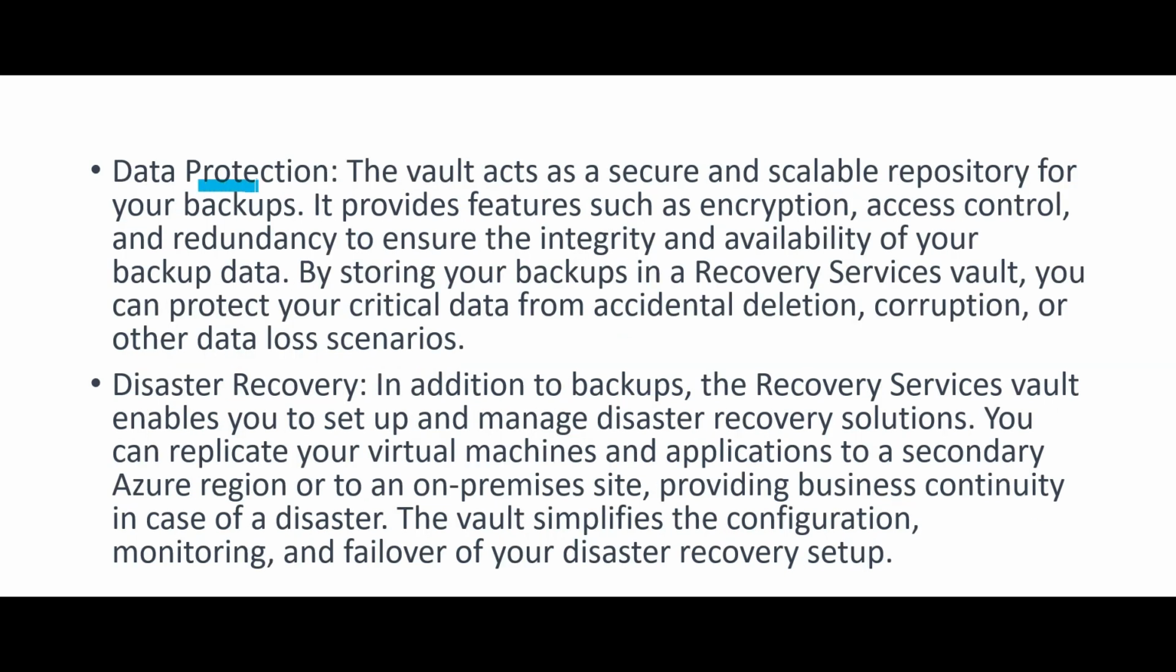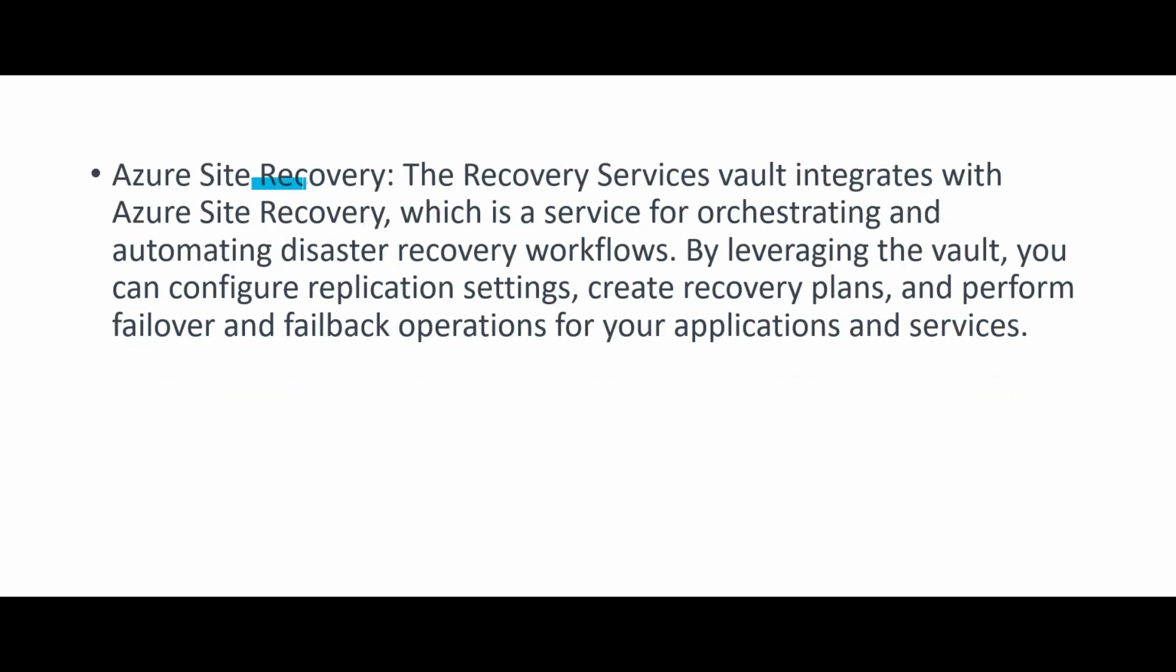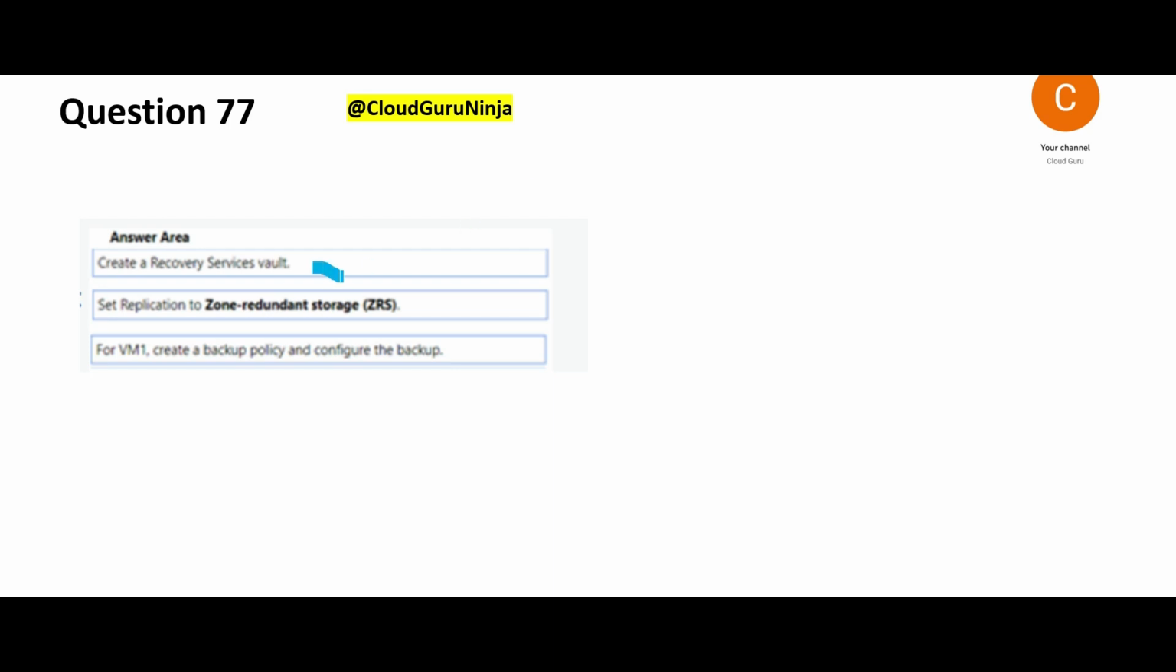Similarly, for data protection, we use it for disaster recovery. In addition to backups, you can manage the disaster recovery solution. Even for data protection, the vault is very secure. That means encryption, access control; any Tom, Dick and Harry cannot access it. It is already encrypted. You cannot view it with the naked eye, and it ensures integrity. And the last thing is it integrates with Site Recovery, which is used for orchestrating and automating disaster recovery workflows. So if there is a disaster and you want to recover, we integrate this with Site Recovery. So the first step we have to do is create the recovery services vault.